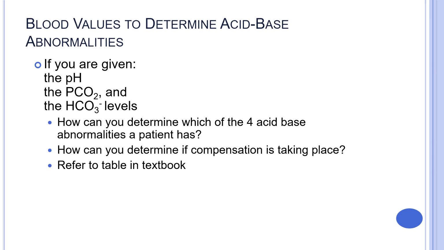Once we've determined whether it's respiratory or metabolic, and whether it's acidosis or alkalosis, the next thing we have to do is determine if it's compensated, partially compensated, or uncompensated. If the pH and the carbon dioxide are under acid, then the bicarbonate would be under base. That would be partially compensated, so it's at the opposite end of the table. If the pH and carbon dioxide are in acid and the bicarbonate is normal, that is uncompensated.